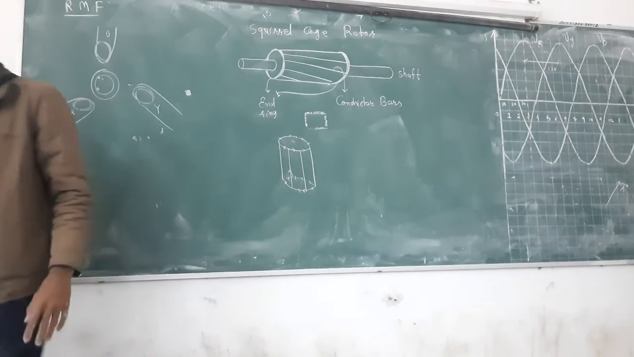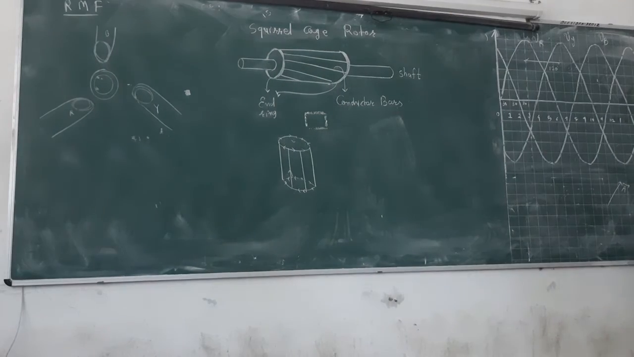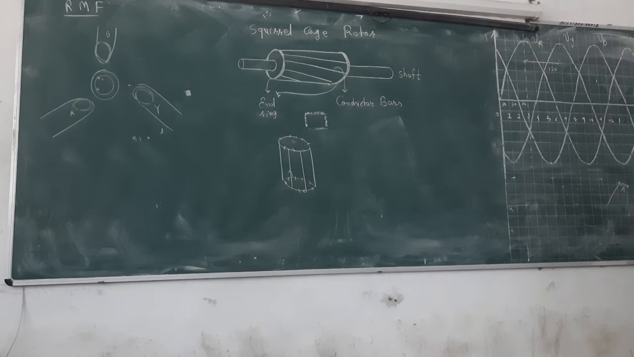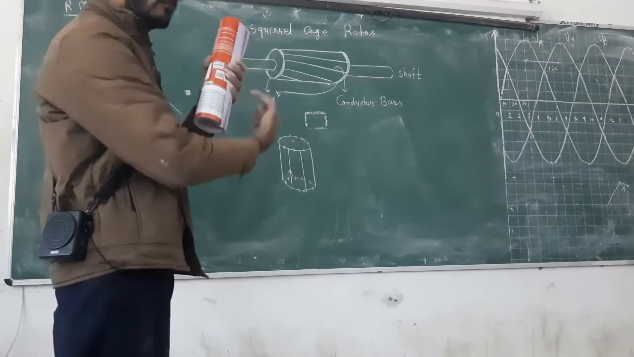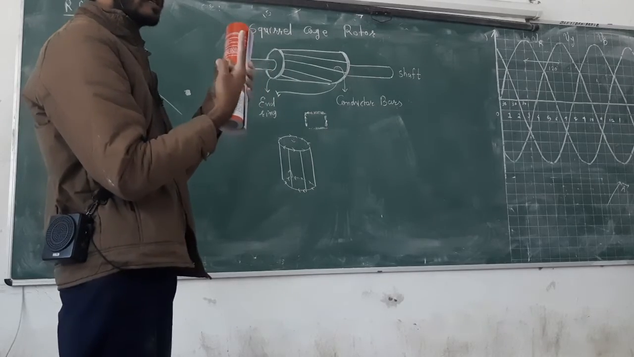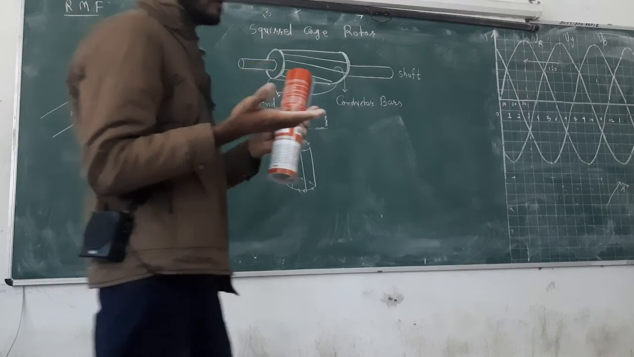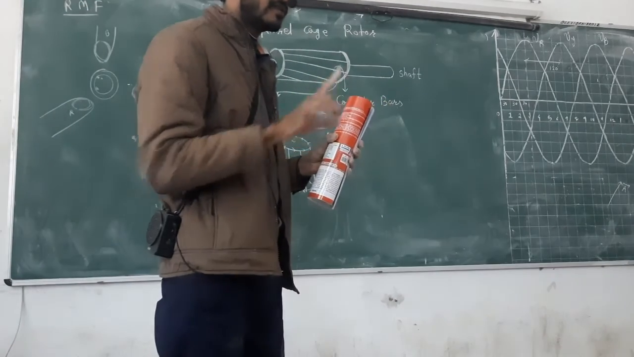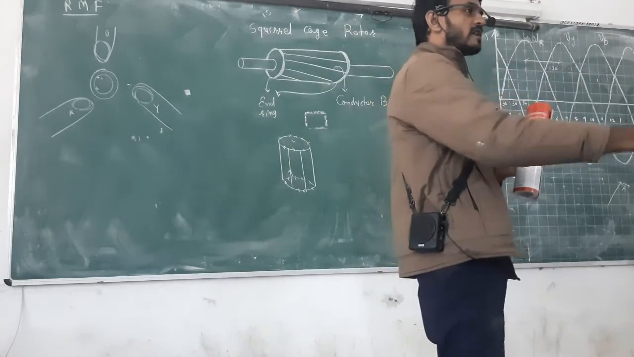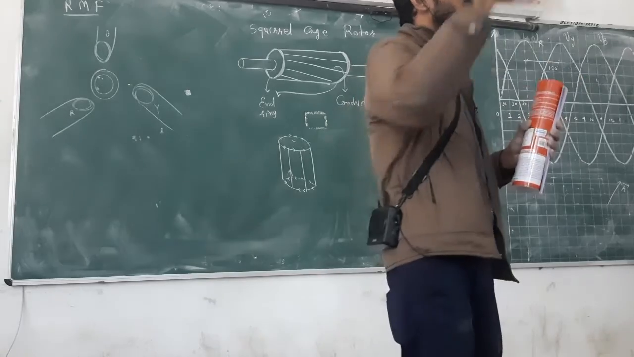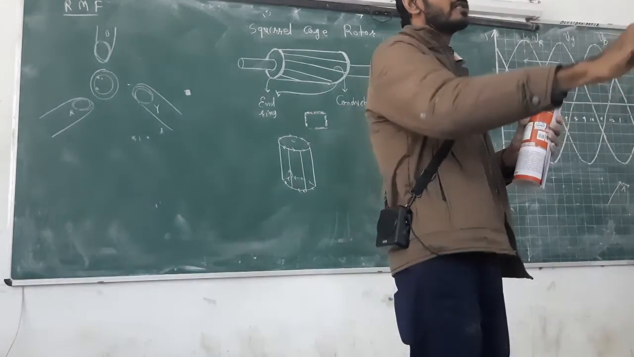Let me go back to the squirrel cage rotor. If this is my rotor, and here are the conductors, and the magnetic field moves around this rotor, the cutting process induces the voltage. That is the generator action. Right now we are dealing with the motor, but you will understand that generator and motor action are both there. If a motor is there, then motor action is there and generator action is also there.